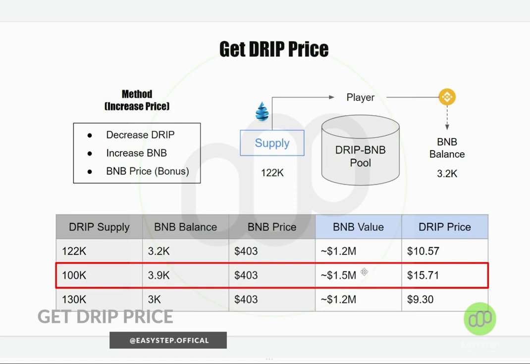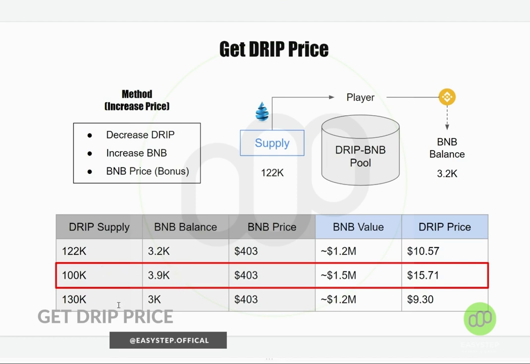Now, when we divide 1.5 million, the BNB value, by the new DRIP supply, 100,000, that gives us a higher DRIP price at $15.71. So instantly we see here that a lower DRIP supply and a higher BNB balance gave us a higher DRIP price. Now, what happens when this happens in reverse, when the DRIP supply is higher and the BNB balance is lower?